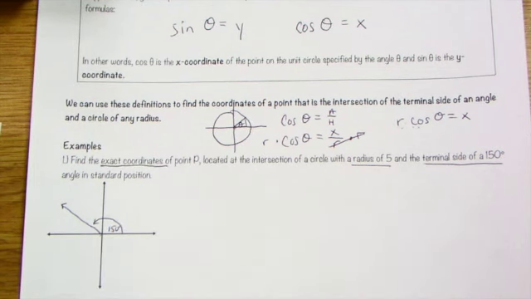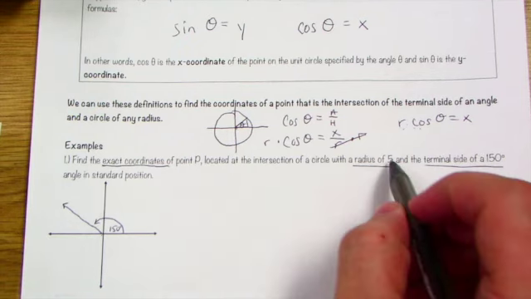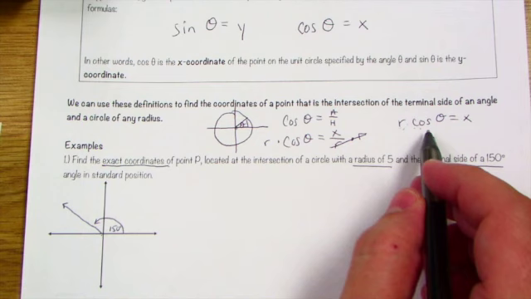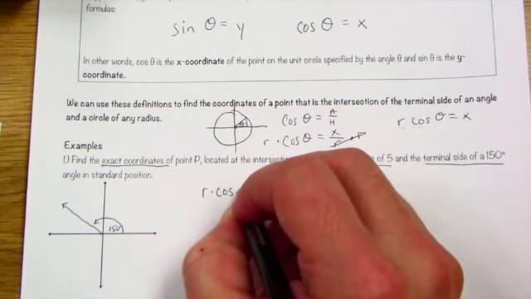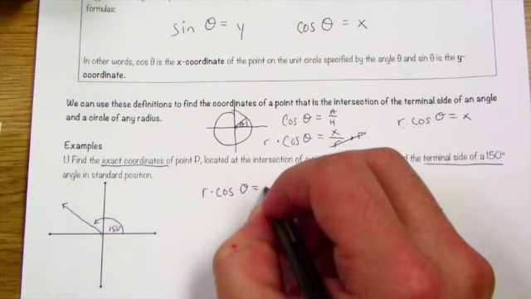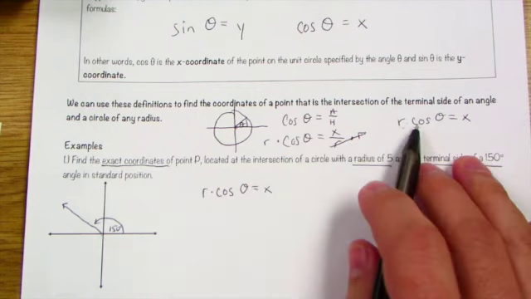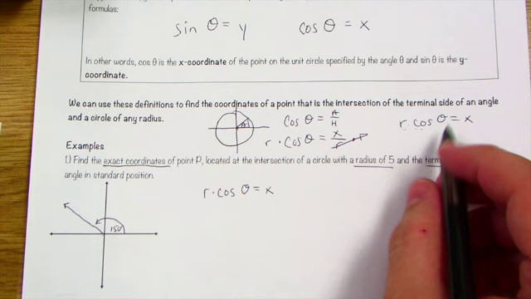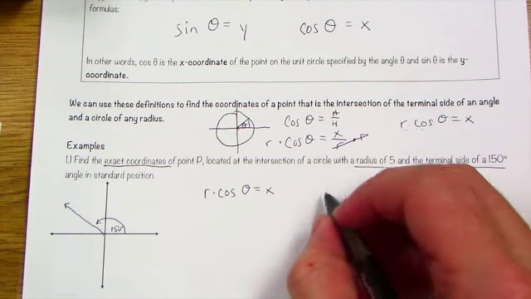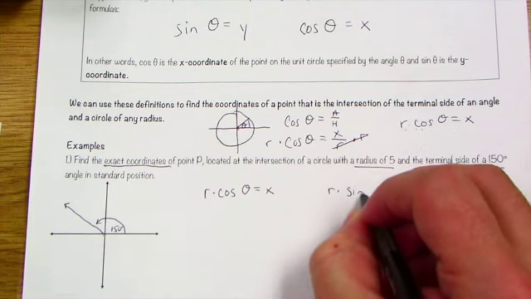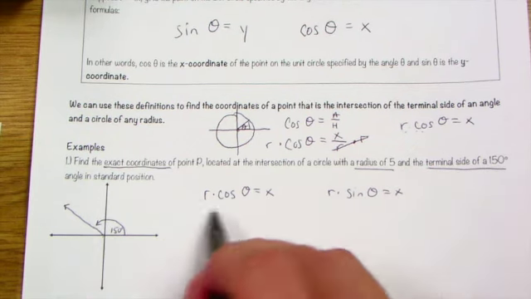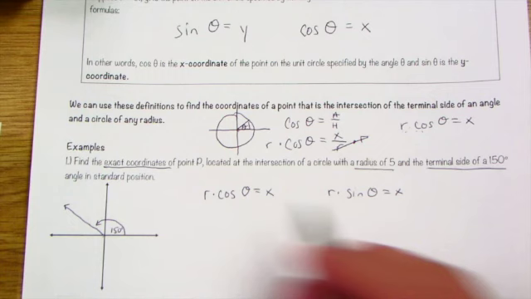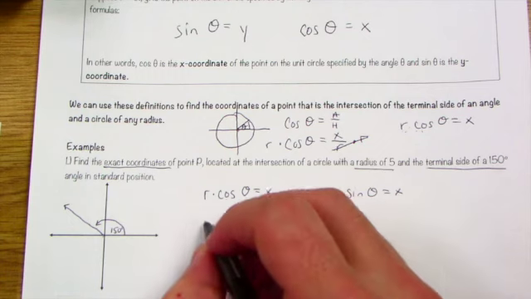If we are to find the coordinate of that of a radius 5, we're going to use these formulas. So r times cosine of theta equals x. And the same thing can be said for sine as well. If you're trying to find the sine, it's the exact same thing, just r times sine of theta equals y. So we're going to put everything in.